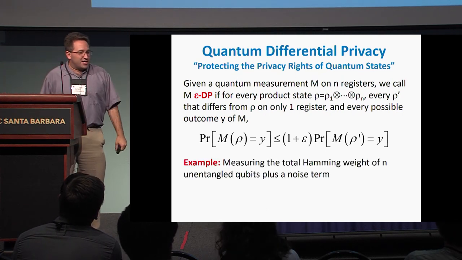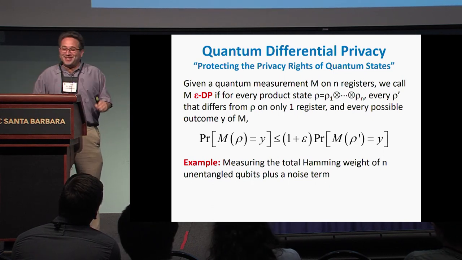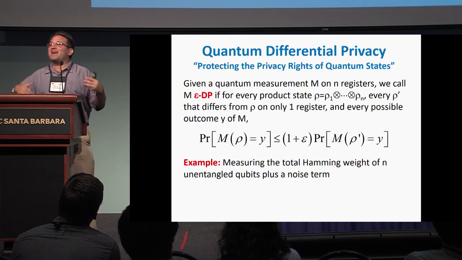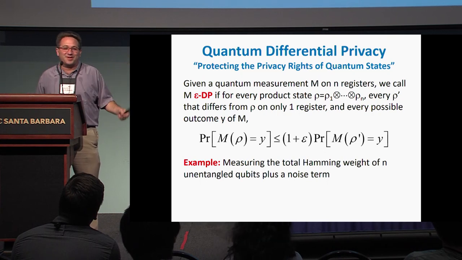Here's another example. Let's say I want to measure the total Hamming weight of n unentangled qubits. That's not differentially private, but if I add a noise term, then it becomes DP, as we heard this morning.